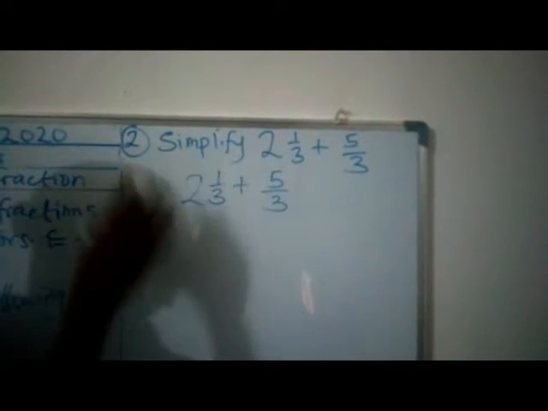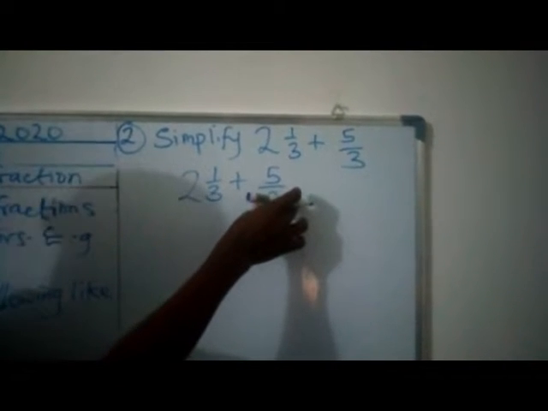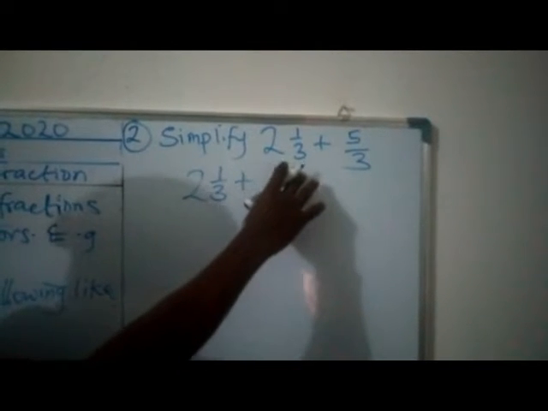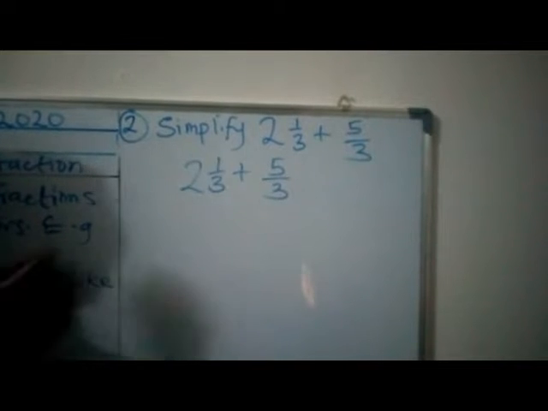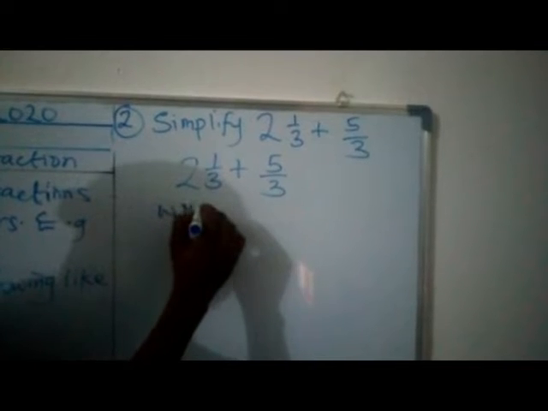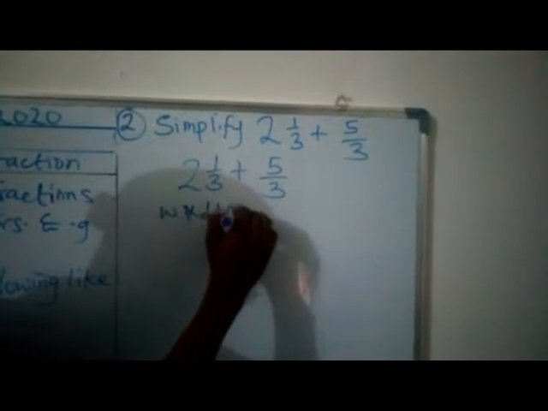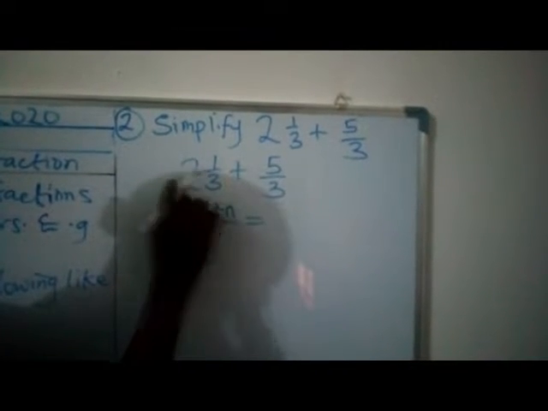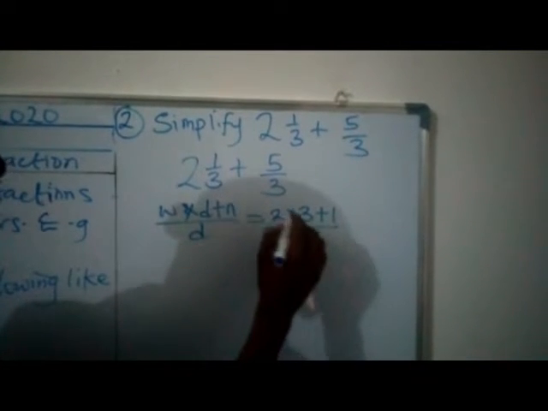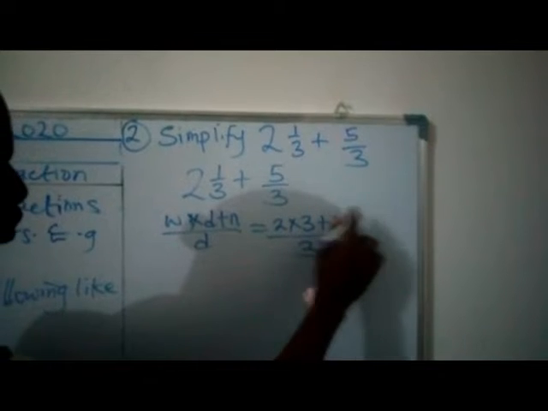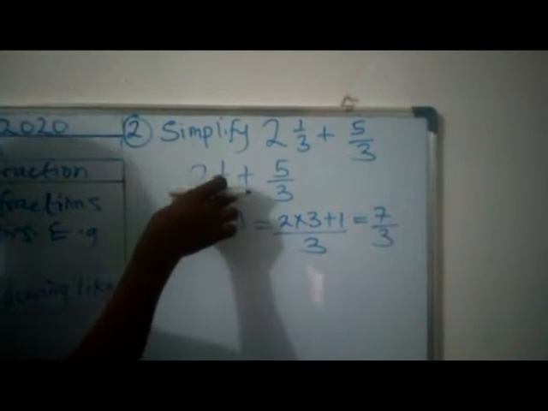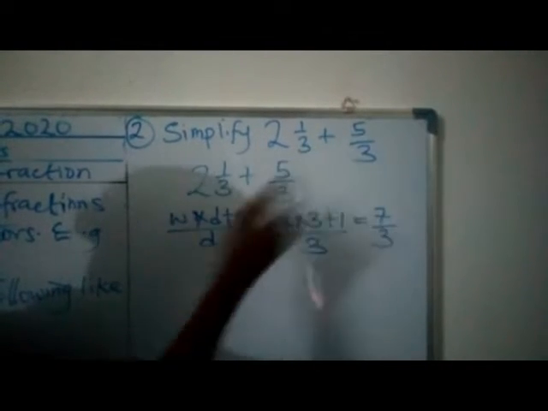Now look at this fraction here. This is a mixed number and here is an improper fraction. What you need to do is convert this mixed number to an improper fraction, and that was what we did in our last class. So how do we do this? I give you a formula. Your whole number multiplied by your denominator, plus your numerator, over the denominator. That will be 2 times 3 plus 1, everything over 3. 2 times 3 gives you 6. 6 plus 1 gives you 7 over 3. So this mixed number gives us 7 over 3. Then we'll go back to our question.